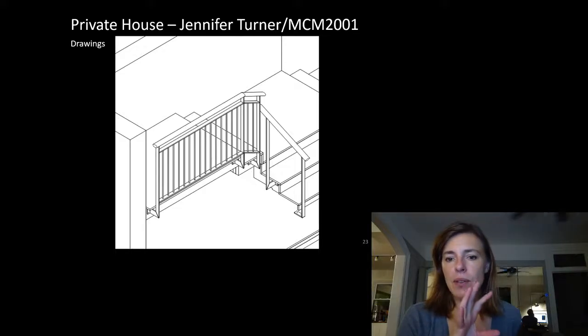MCM 2001 did the longhouse where we just gave them the 3D model. We produced no drawings, and they were able to fabricate directly from that. So, fantastic fabricator.